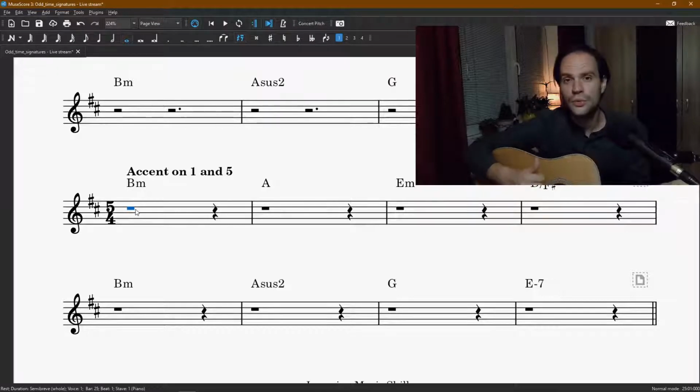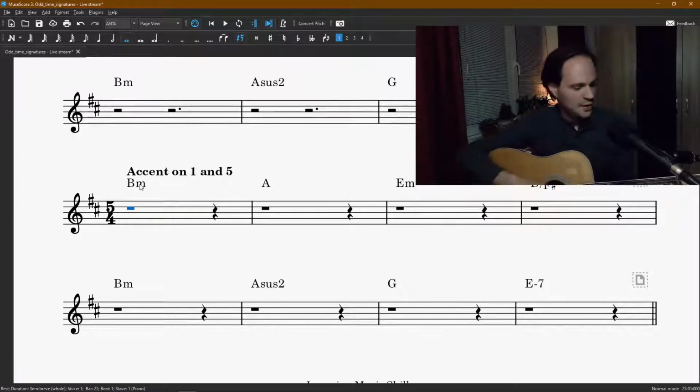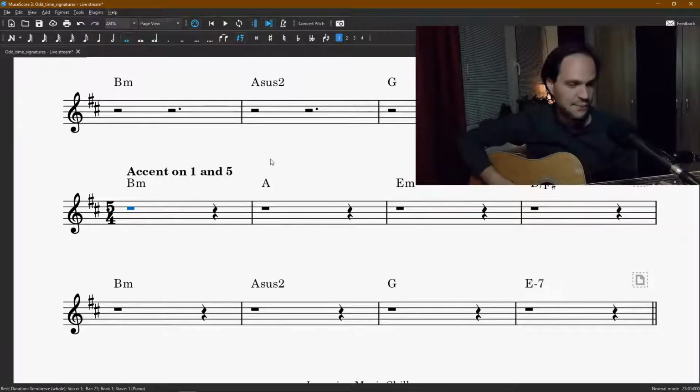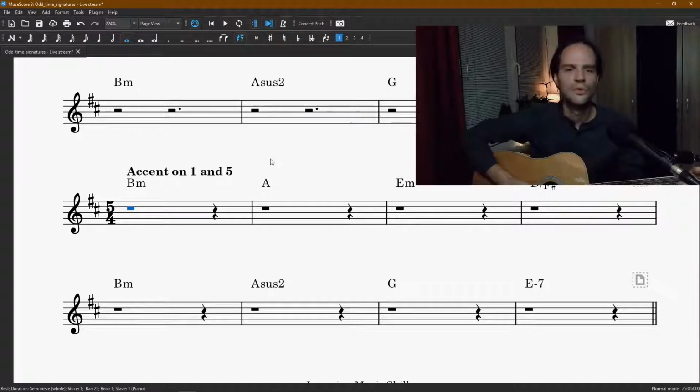So it is 1, 2, 3, 4, 1, 1, 2, 3, 4, 1, 1, 2. Why I'm saying 1 is to really show you that we actually have this extra beat. I'm just going to play it as if it was my 4/4 measure, but then add one stroke, or one strum, behind it. So then it would be 1, 2, 3, 4, 1, 1, 2, 3, 4, 1, 1, 2, 3, 4, 1.